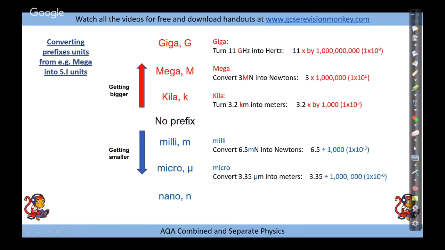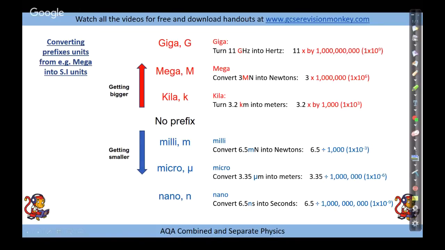Micro then as a prefix, convert 3.35 micrometers into meters. This time we're going to divide by a million, or 3.35 times 10 to the minus 6. Noting there that the minus is just us shifting the decimal place to the left, making the number smaller, as opposed to when it's a positive number, where we're shifting the decimal place to the right. Finally, nano, convert 6.5 nanoseconds into seconds, so we're going to divide by 1 billion.